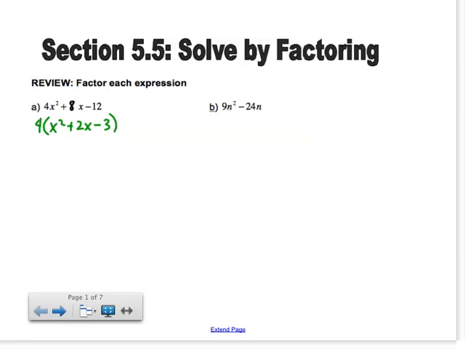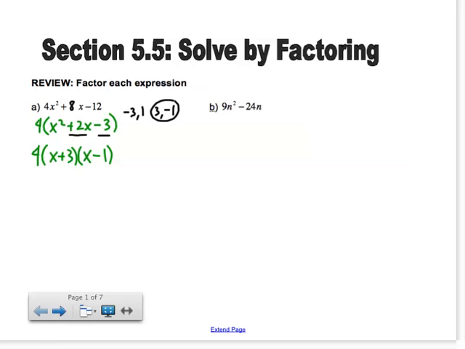Now I look at my last term, and I decide that I could have negative 3, 1 or 3, negative 1 as my factor pairs. And the pair that matches up to add up to a positive 2 is going to be 3 and negative 1. So now I'm simply going to rewrite, and I'm going to carry that 4, x plus 3 times x minus 1.